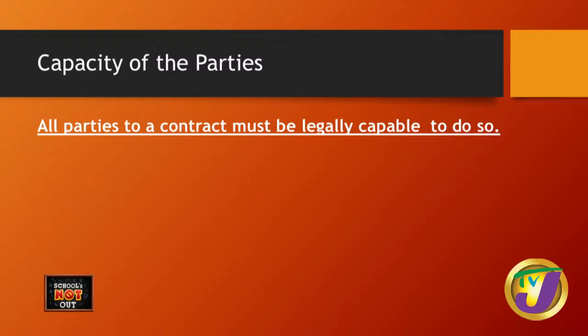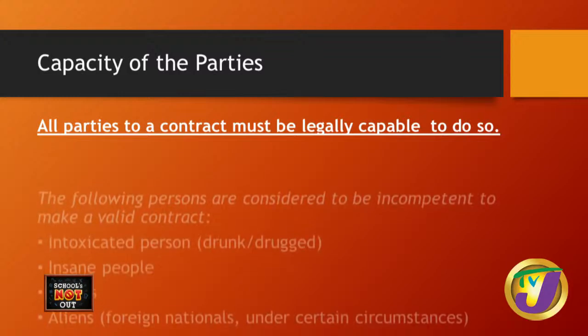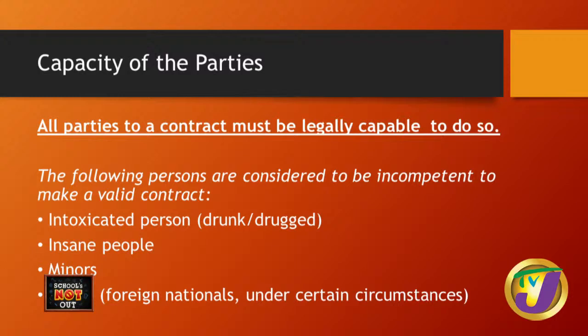contract. If you say minors, you're correct. And people of unsound mind, or we may have people who are drunk, right? Or intoxicated otherwise. So the following persons are considered to be incompetent to make a valid contract: people who are under the influence, people who are insane, minors, and aliens.